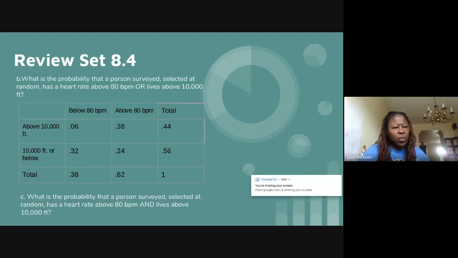All right. So I just copied the table over, but this time I just left in the relative frequencies. Okay, but it's the same table. So now the B portion or the second portion. What is the probability that a person surveyed, selected at random, has a heart rate above 80 beats per minute or lives above 10,000 feet.